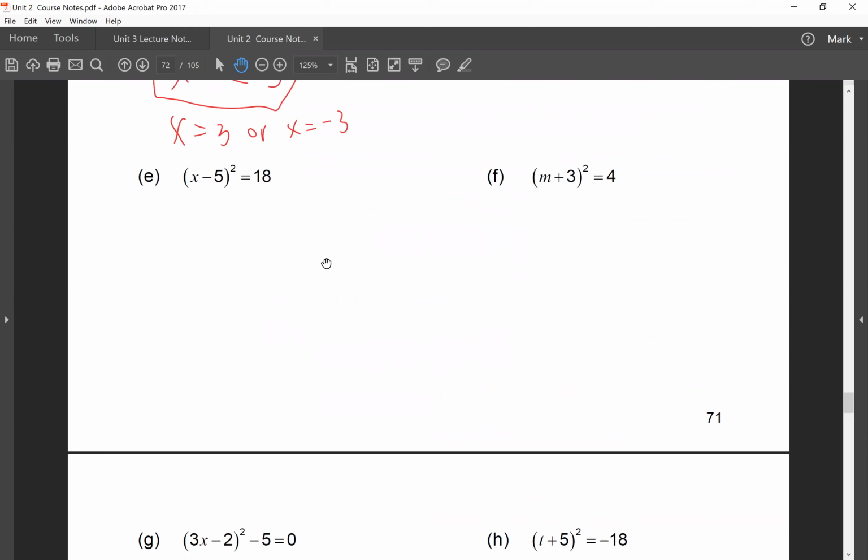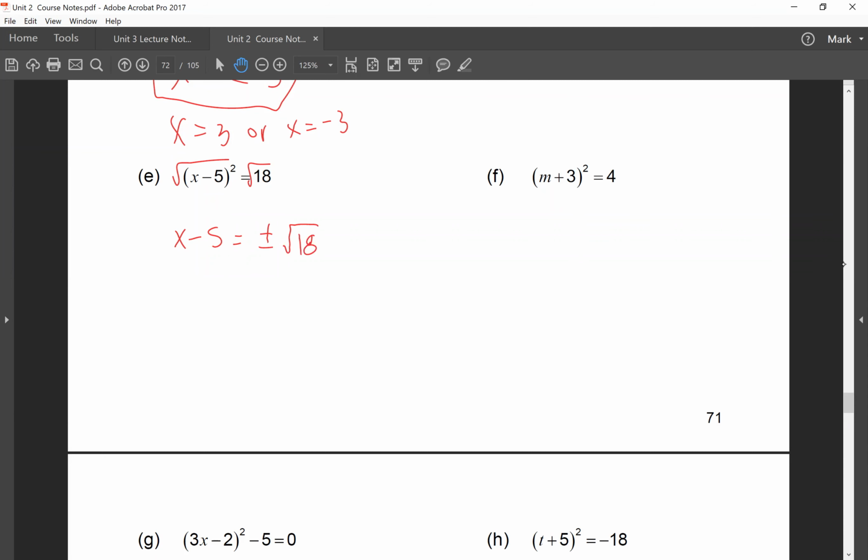Okay, so E, x minus 5 squared equals 18. Same thing's going to happen. I'm going to take the square root of both sides, and this will leave me with x minus 5 equals plus or minus the square root of 18.